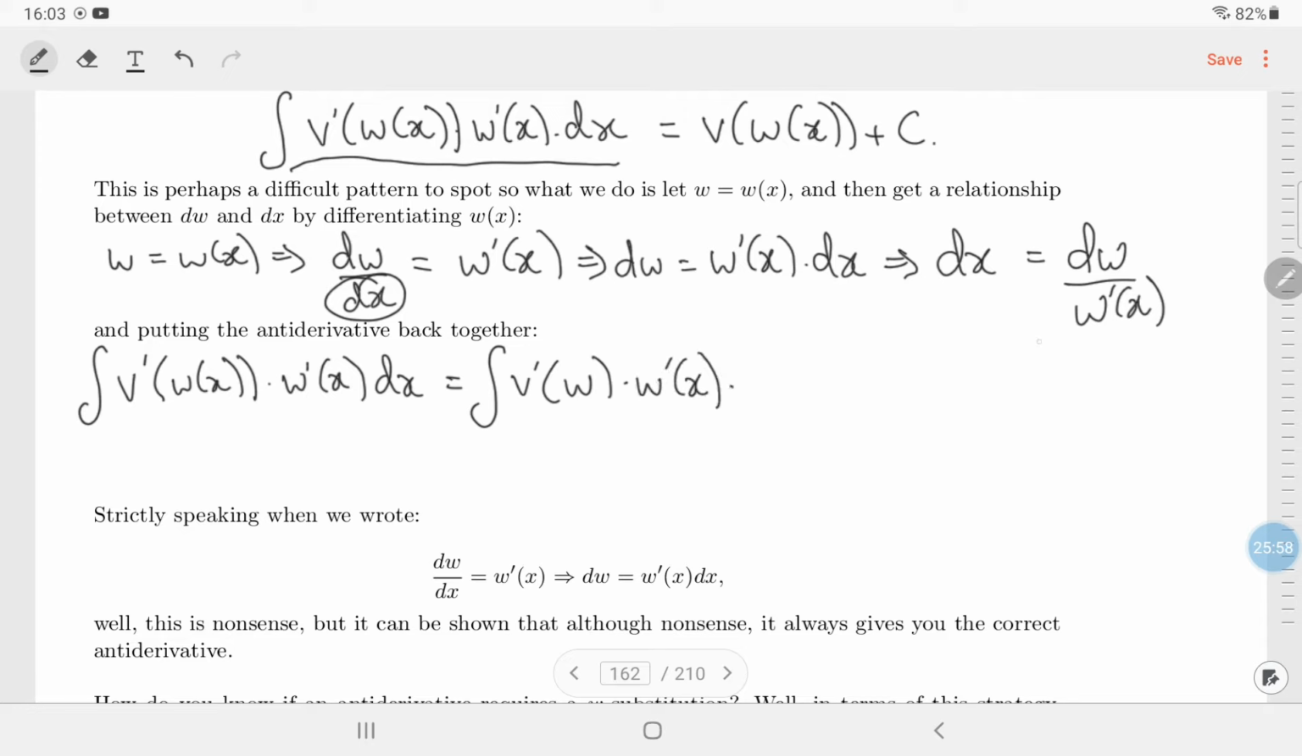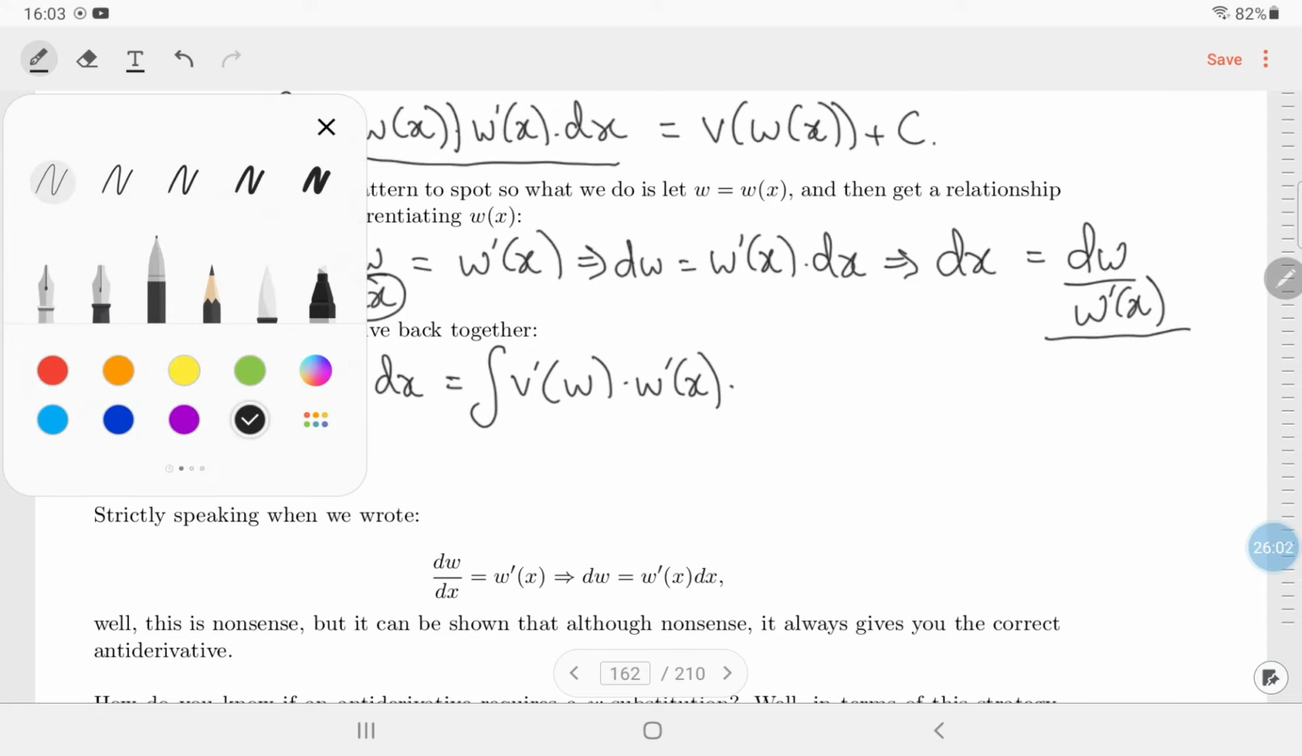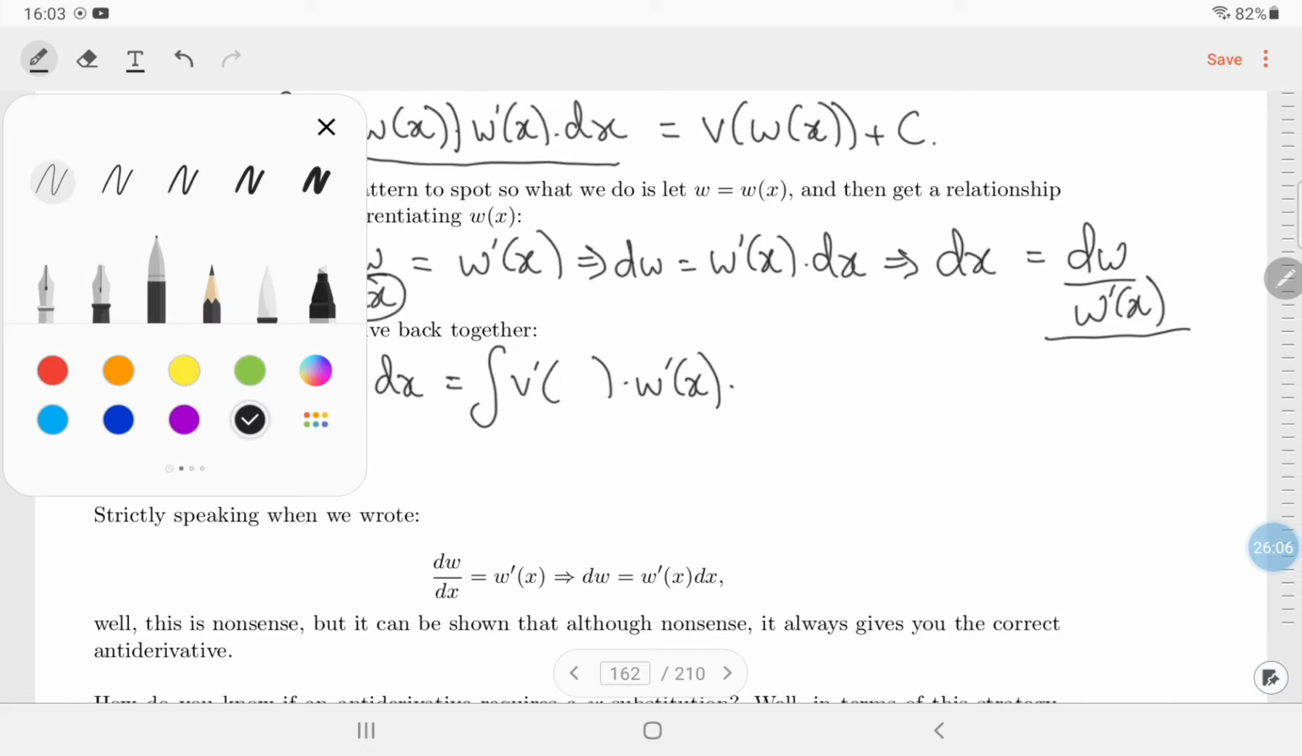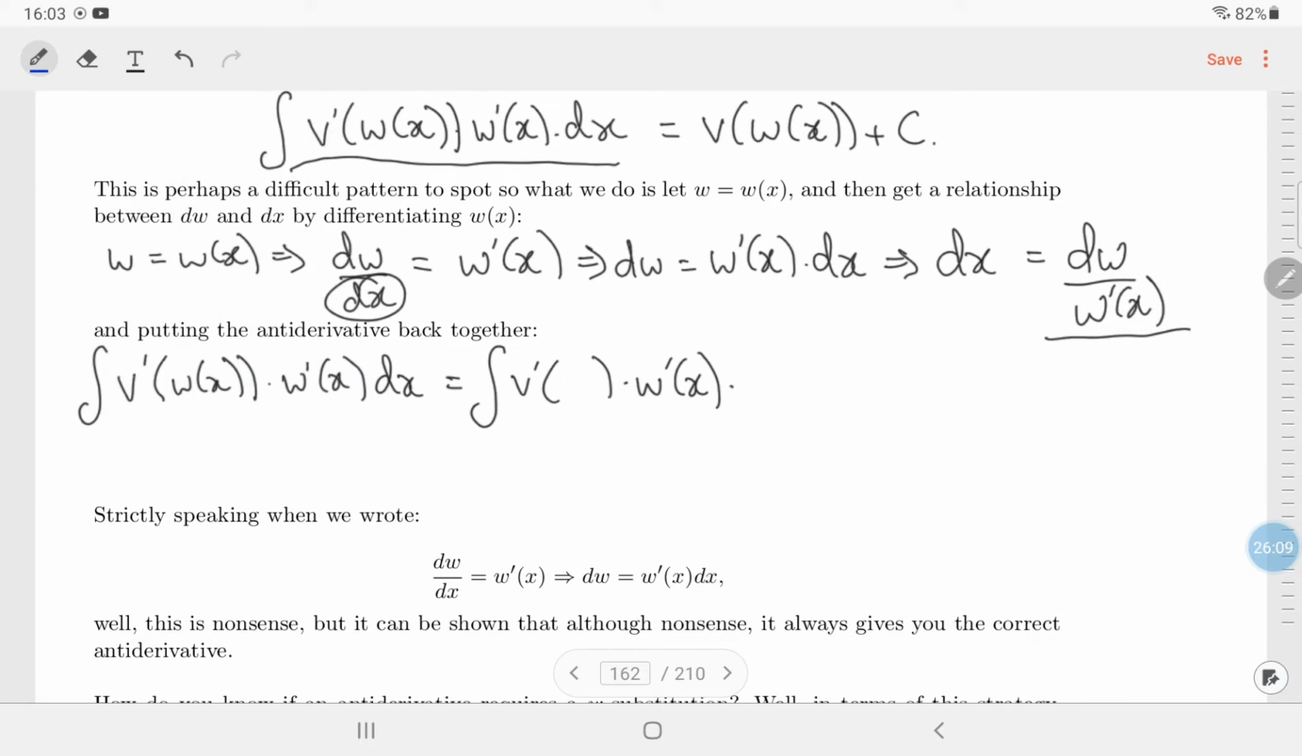And now I'm going to take that dx is equal, and I'll probably start using some colors here. I don't think we're going to have too many w substitutions, but I'll try and use this color scheme. So the dx will be replaced with dw over w dashed of x. And now we're going to do w dashed of x divided by w dashed of x is 1. That disappears, which is strictly nonsense, but gives us the right answer. So we get v dashed of w dw.